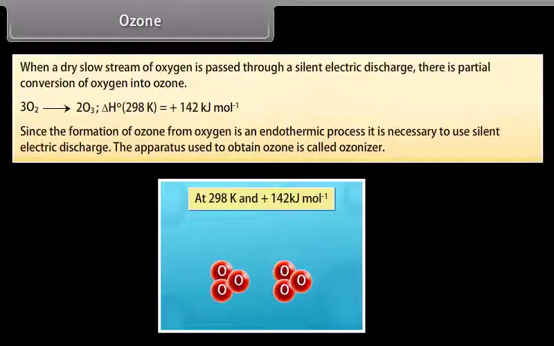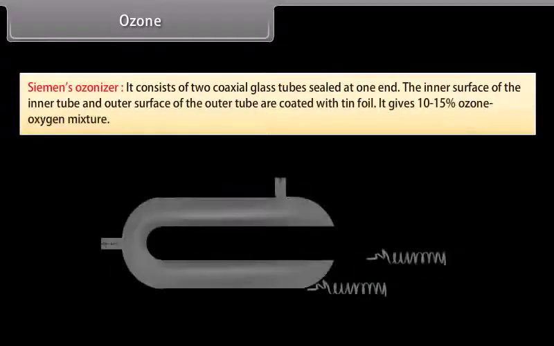The apparatus used to obtain ozone is called an ozonizer. Siemens ozonizer. It consists of 2 coaxial glass tubes sealed at one end. The inner surface of the inner tube and outer surface of the outer tube are coated with tin foil. It gives a 10 to 15% ozone-oxygen mixture.